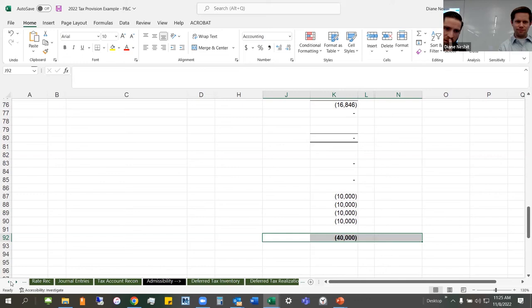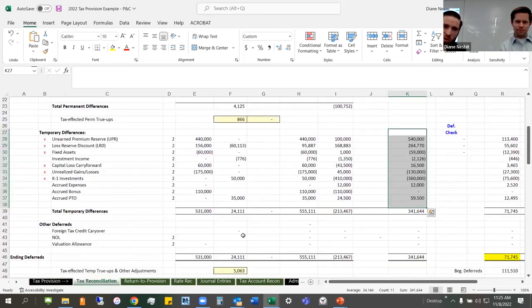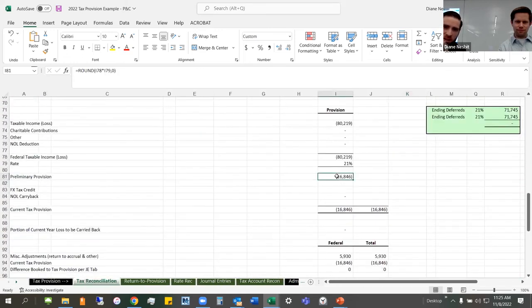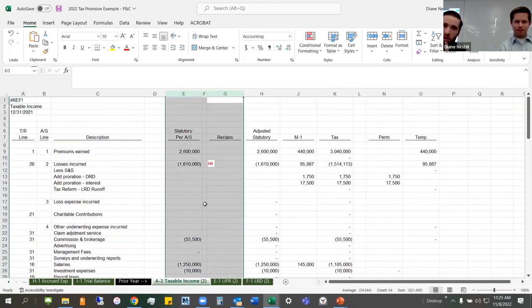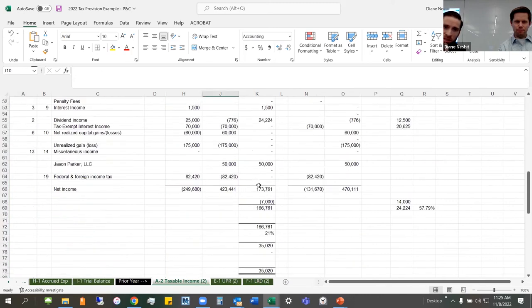But then you kind of have to consider, well, I've got this loss. I've got this income tax benefit. What am I going to do with this loss? And the reason I bring it up is, you guys didn't see this, but Jason Parker Insurance Company, I've now moved to the prior year. Last year, they actually reported income of 166,000. And this year I've got an $80,000 loss.